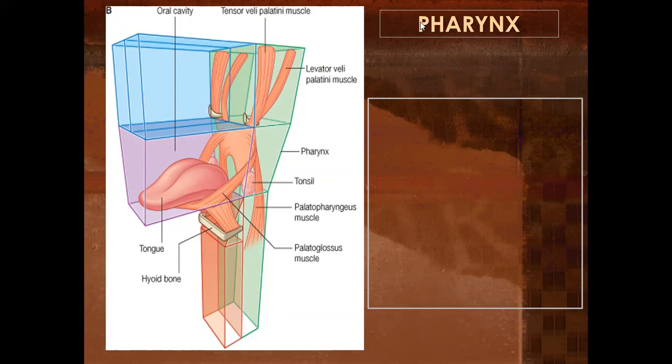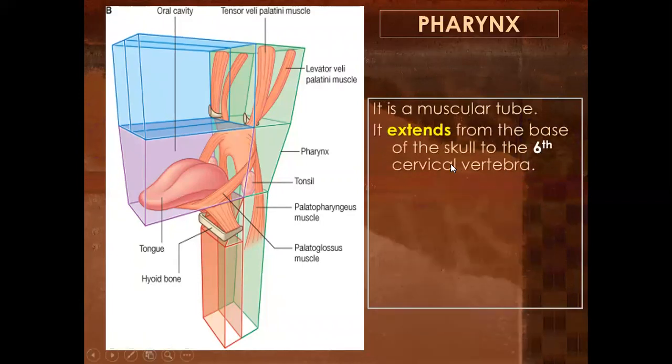Okay. Now going to the pharynx. The pharynx is a muscular tube which is behind the nasal cavity, oral cavity, as well as the larynx. So this part here is called the pharynx. It is a muscular tube. It extends from the base of the skull. Here is the skull base. This is the nasal cavity. This is the oral cavity.